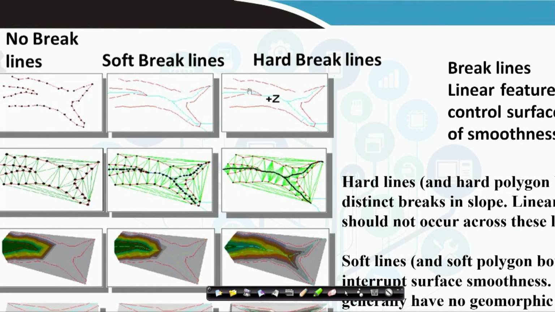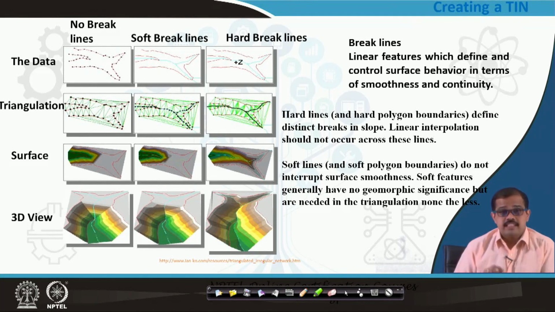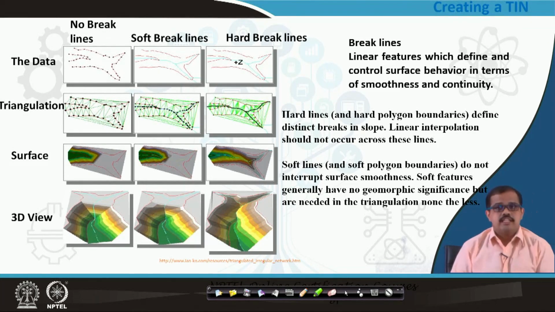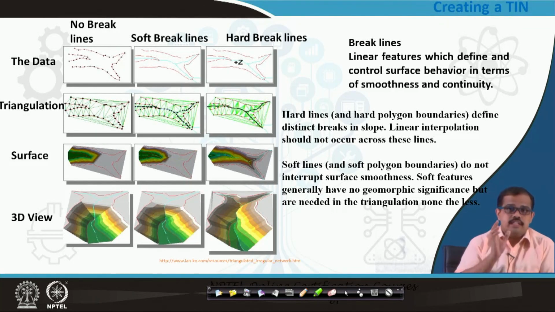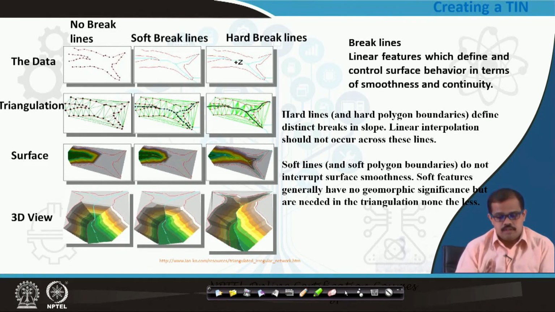So, when we are looking at this one, the hard lines define the distinct breaks in a slope. That is why you need a hard line. It says where the distinct values are that break in a slope. Linear interpolation should not occur across these lines. This is the added constraint here. There should not be any linear interpolation across them.